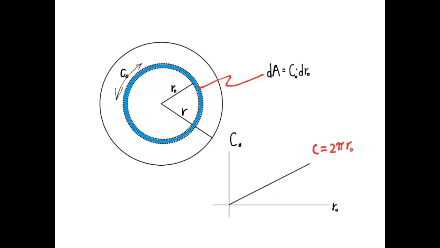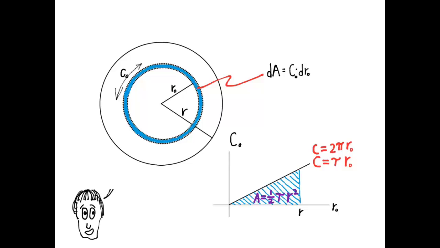Actually, this coefficient 2 pi is a little bit annoying because it has this factor of 2 in it, and that will get rid of the 1/2. So let's instead call it tau times r0, where tau is defined as 2 pi. So now the circumference increases linearly with the radius, and when we integrate to find the area of a circle, we find the usual formula for the area of a circle, A equals 1/2 tau r squared.